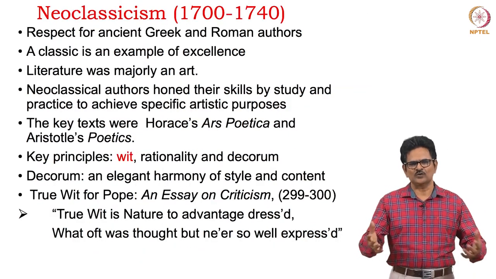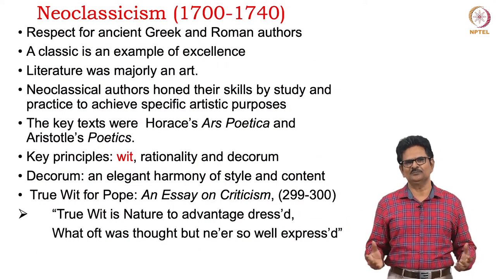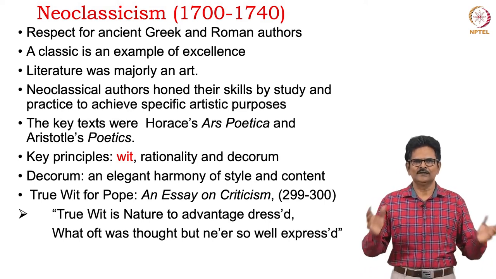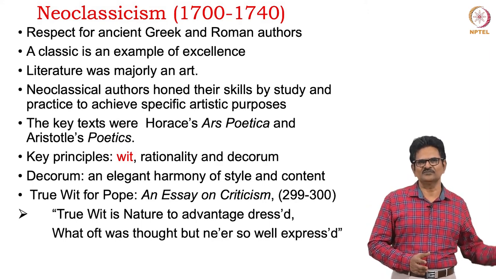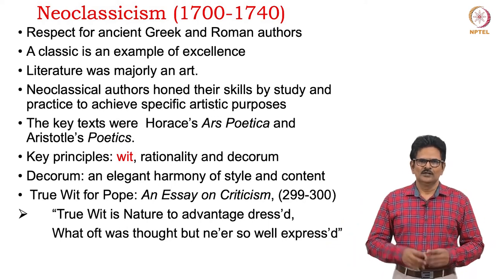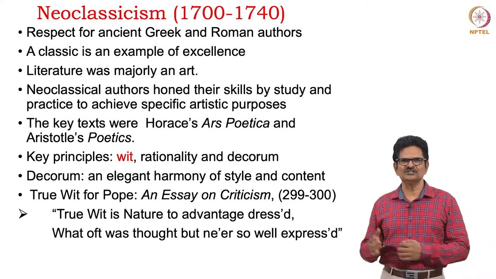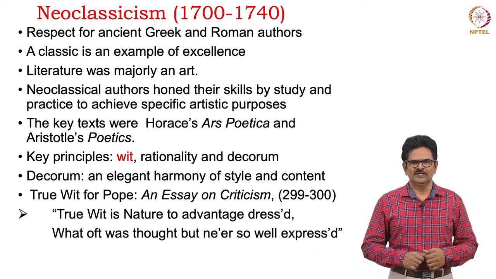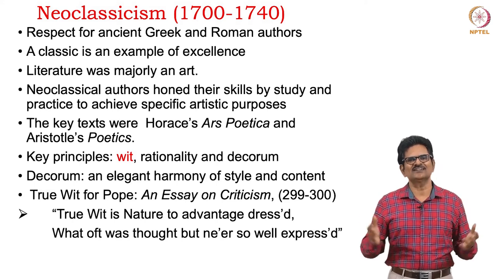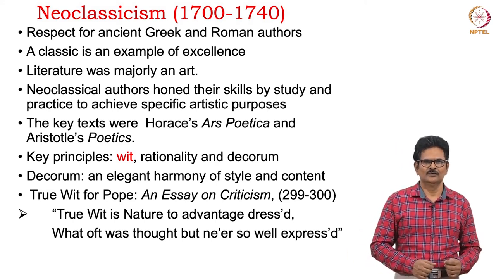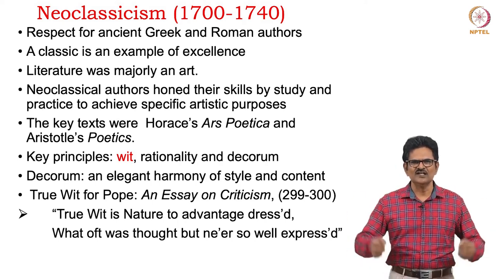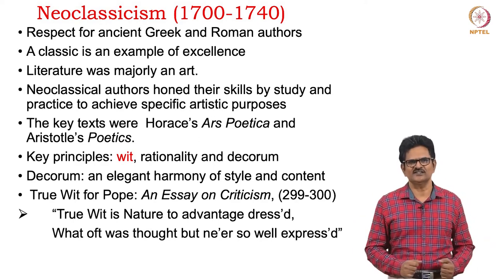Next, let us discuss this neoclassical idea. This is a central part of this neoclassical period. First, Restoration, then neoclassical, and the third, pre-romantic period. This is roughly about 50 years, from 1700 to 1740 or 1750, as some other critics may say. Neoclassicism gives importance to respect for ancient Greek and Roman authors. A classic is defined as an example of excellence. So, literature was considered primarily as an art, an artifice. These neoclassical authors honed their skills by study and practice to achieve specific artistic purposes in their writings.